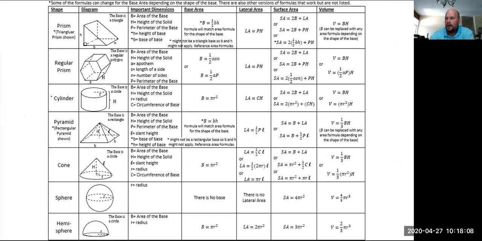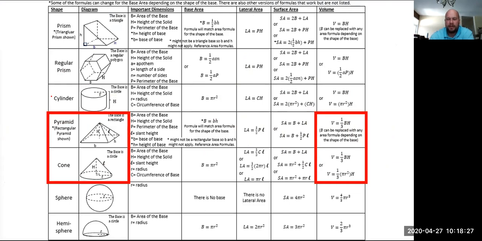Now, last week we focused on those top equations for volume. We were only focusing on volume. We did a prism and a cylinder last week. Today, we're going to be doing the pyramid and the cone. So again, we're just looking at volume for today.